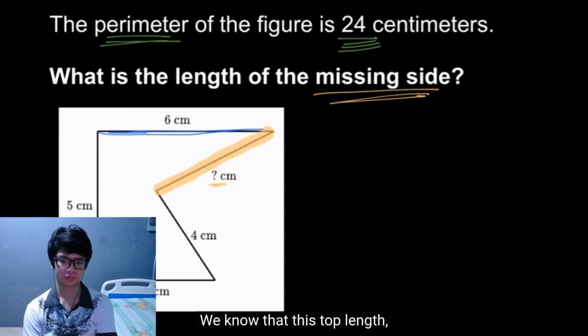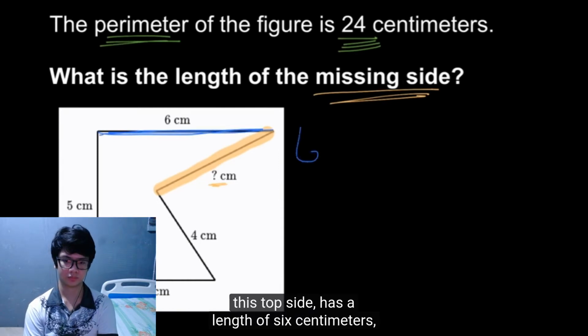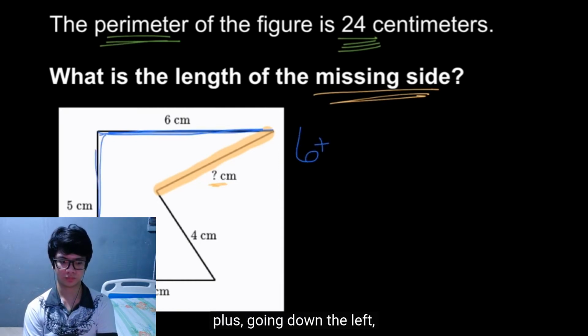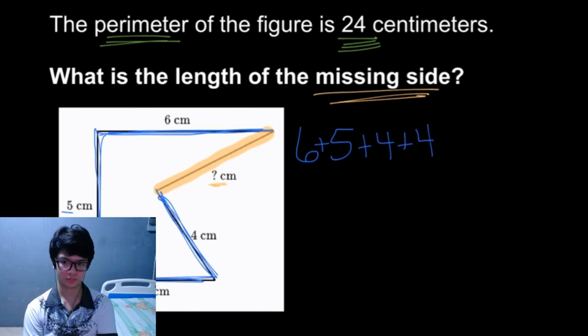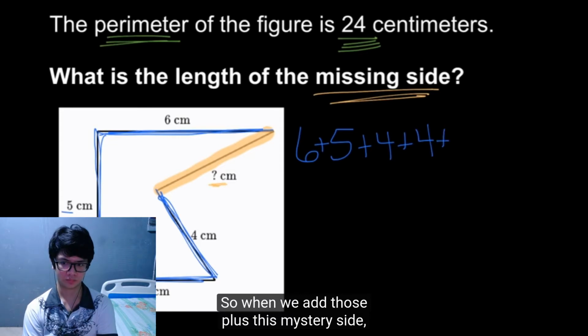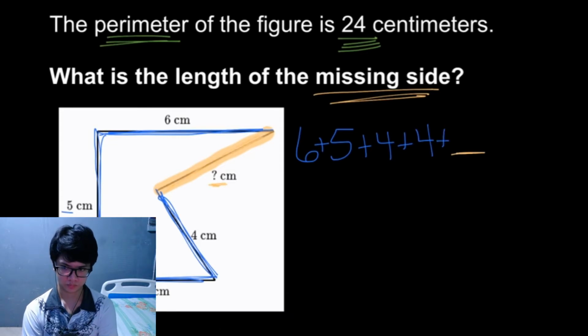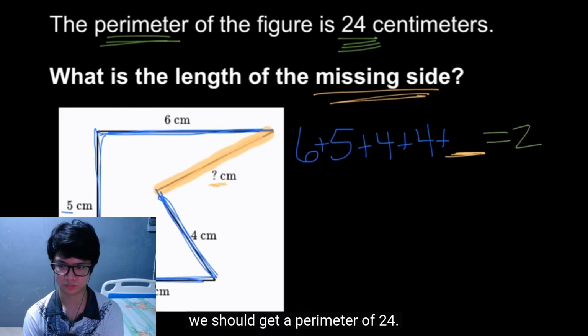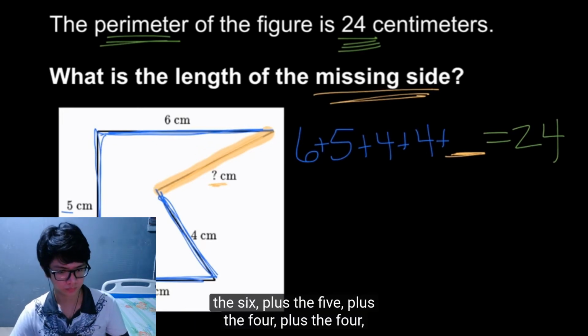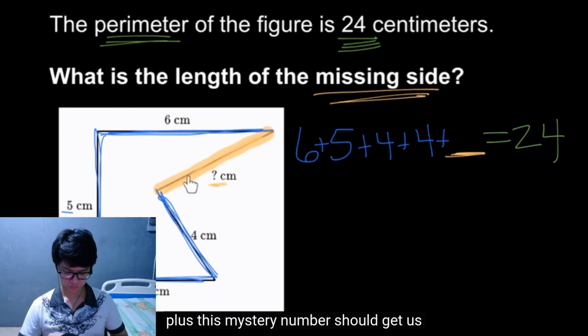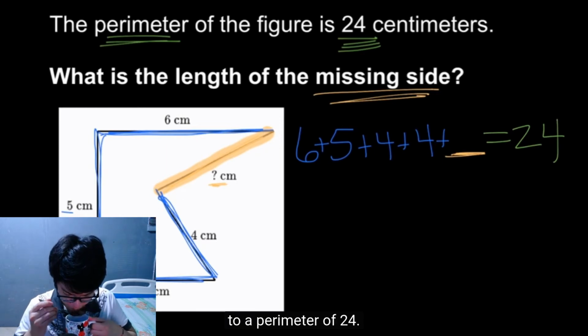We know that this top side has a length of 6 centimeters. Plus, going down the left has a length of 5 more centimeters. Plus, across the bottom is 4 more centimeters. And the last known side is another 4 centimeters. So when we add all those plus this mystery side, we should get a perimeter of 24. The 6 plus the 5 plus the 4 plus the 4 plus this mystery number should get us to a perimeter of 24.